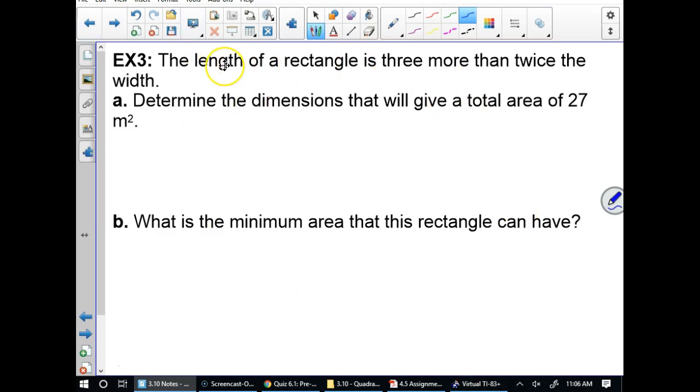So we know the length of a rectangle is 3 more than twice the width. So if we have our rectangle, we've got the length and the width. I know to find the area of a rectangle, it is very simple. Area equals length times width. And I know that my area is 27 meters squared. So I know I'm going to have 27 equals length times width.